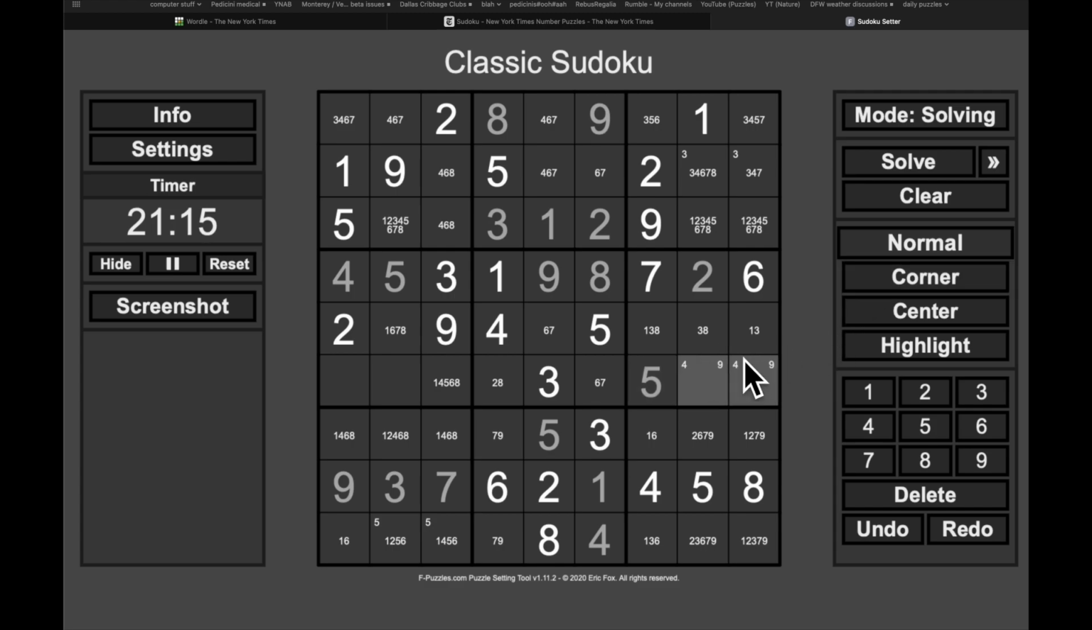Okay, this is a 4, 9 pair. So that's not 4. Okay, that's not 9. That's not 9. This one, not 1, 2, or 3. 1, 2, or 3, or 5. This is not 2, 3, 5.